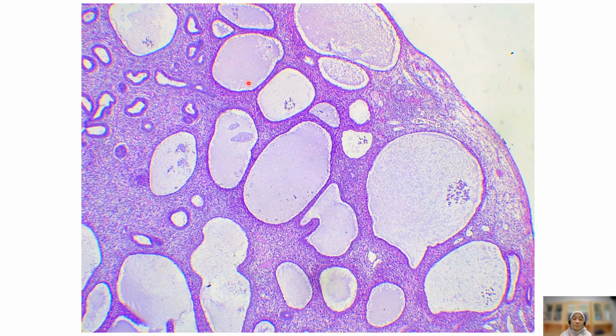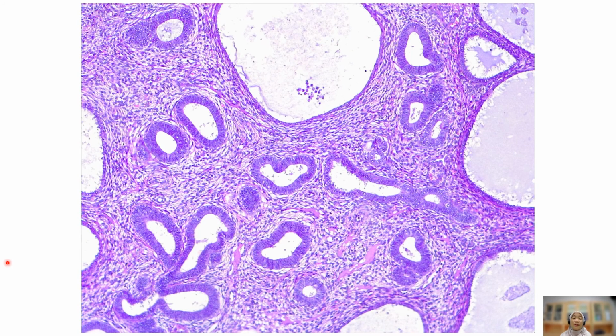This shows polypoid structure. Here the polypoid structure. And this shows dilated glands. And here are the small glands. In higher magnification, we can see the glands once again. Some are small and some are dilated, and this is the fibrotic stroma.